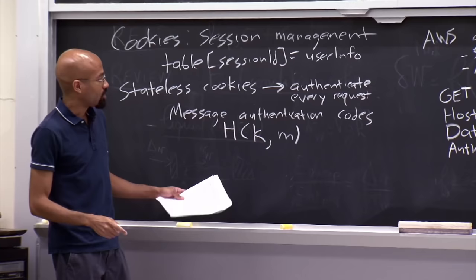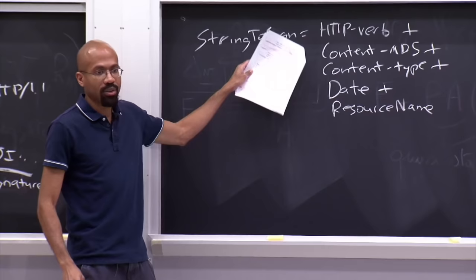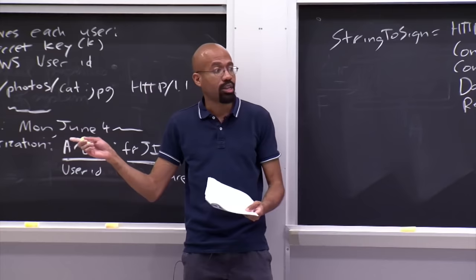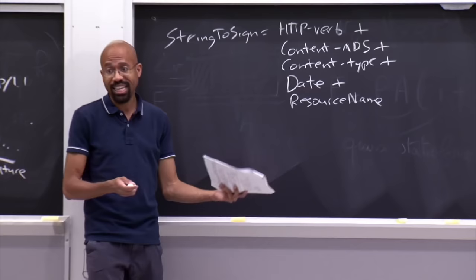Okay, and so note that the server can see all this stuff in clear text in the request, right? And so that's what allows the server to validate that the message authentication code is correct, right? Because note that the server shares that key with the user. So that allows the server to validate that kind of stuff. So does that all make sense?